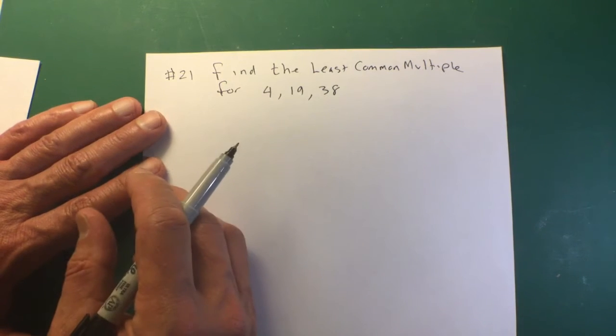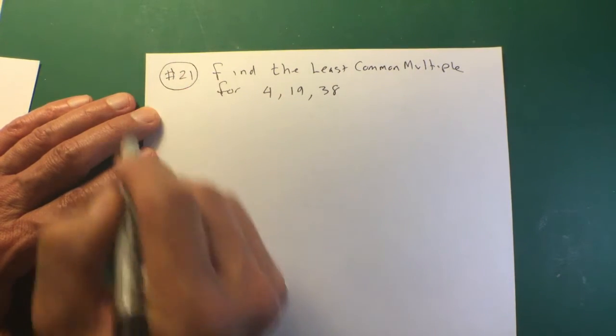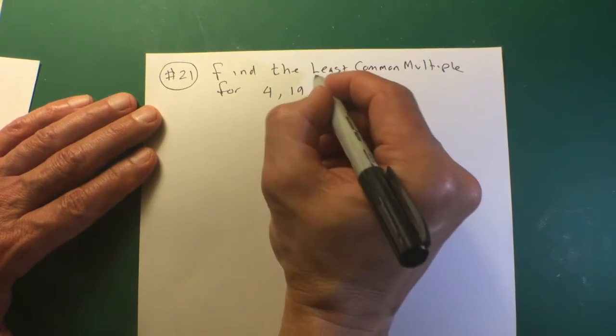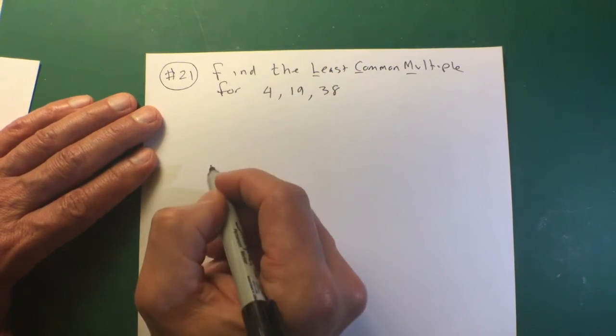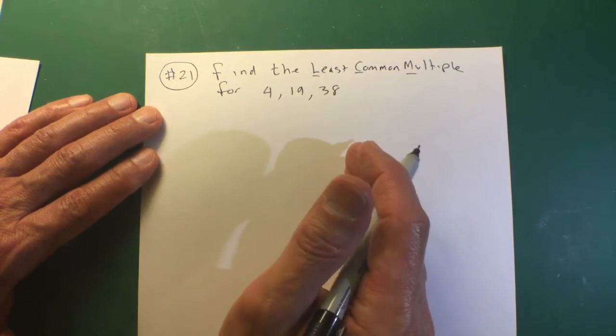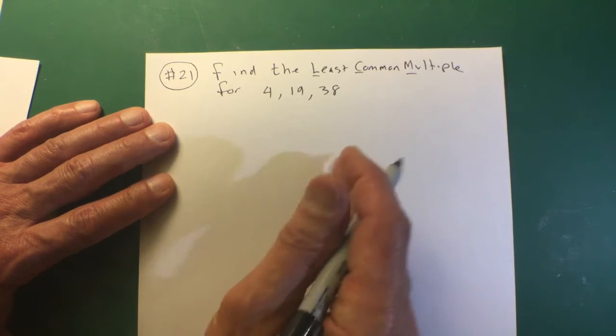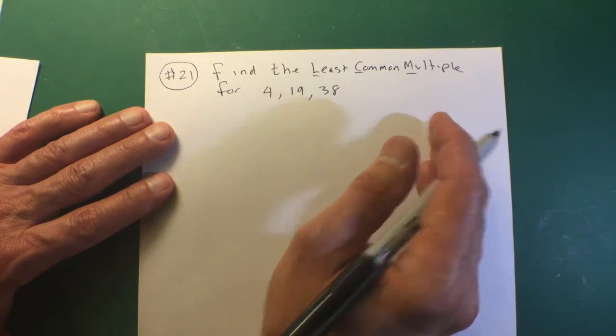Okay, so a number of you missed this one. This is a little bit tricky. This is number 21. It says find the least common multiple, or the LCM, for 4, 19, and 38. And what that means is if you count by 4s, and then you count by 19s, and you count by 38s, at what number will they all end up on?